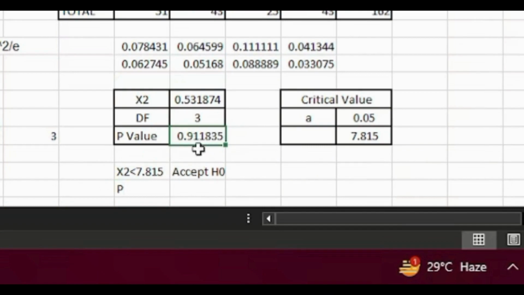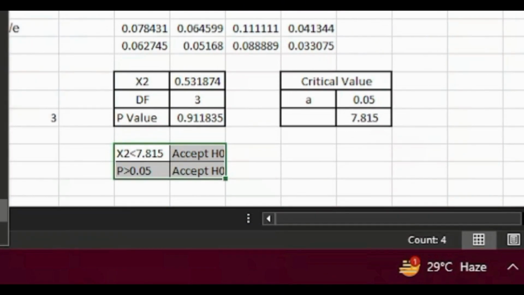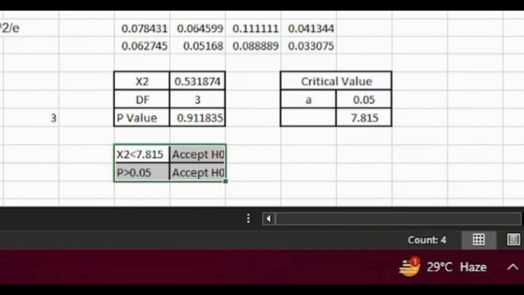Now, if our p-value is less than the significance level or 5%, it is statistically significant, which means we will reject the null hypothesis. If the p-value is greater than 5%, then it is not statistically significant, which then results in not rejecting the null. Since our p-value is 0.91, and is greater than 0.05, then we will not reject the null.